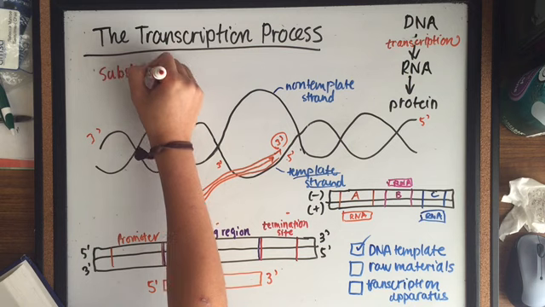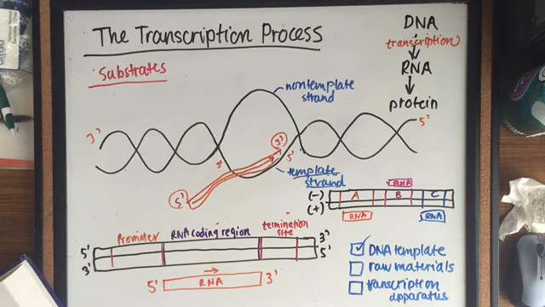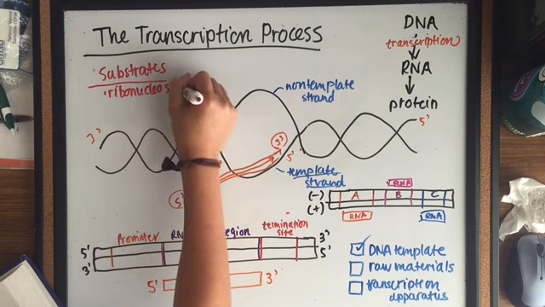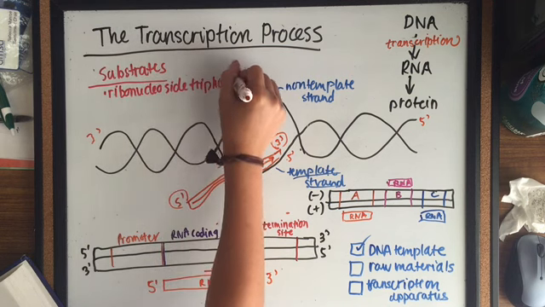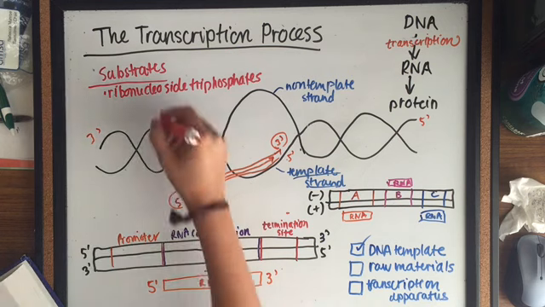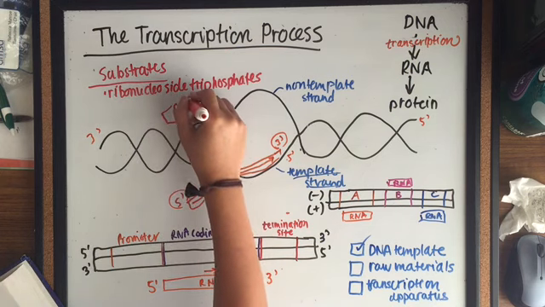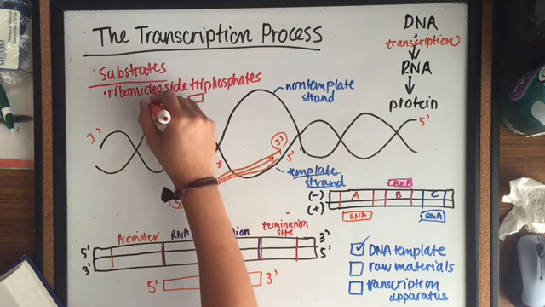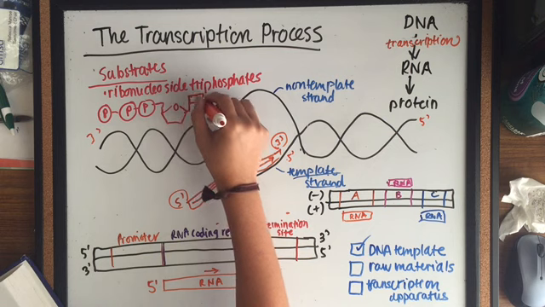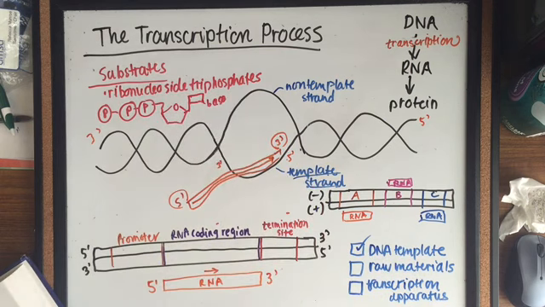Next we need to look at the substrates, or the raw materials that are needed. Basically the only ones we really need are ribonucleotide triphosphates. Each basically has a sugar, a base, as well as a triphosphate molecule attached to the 5' end.